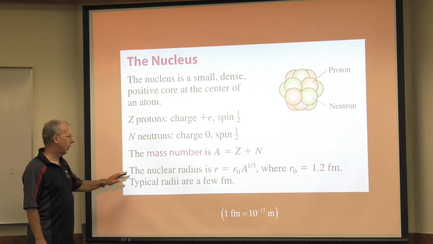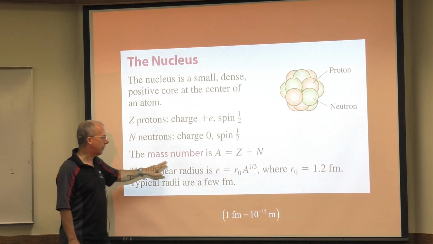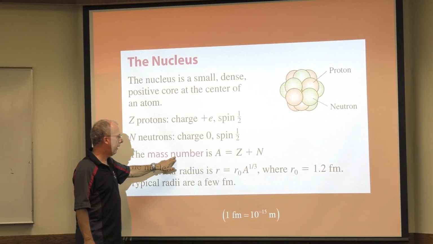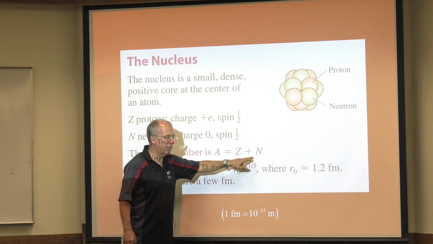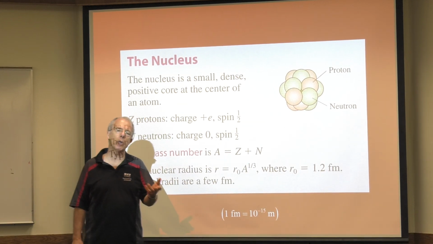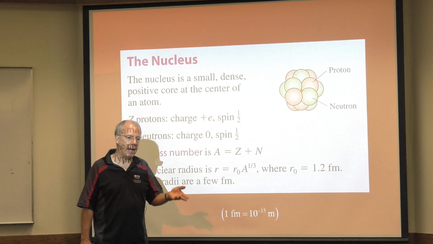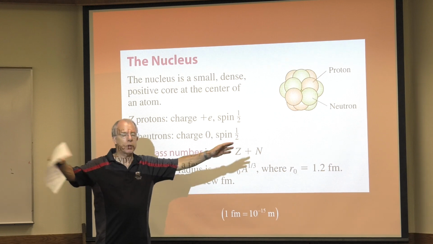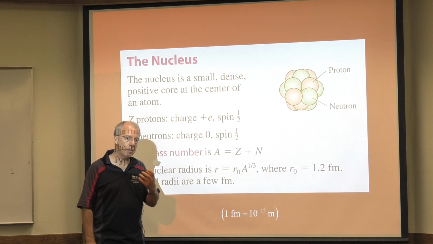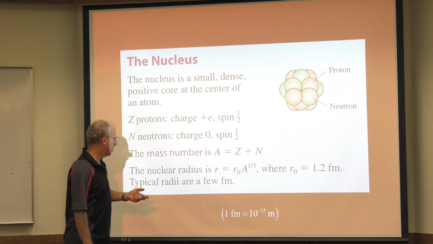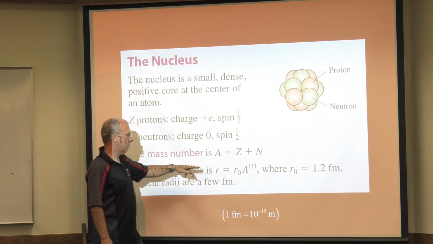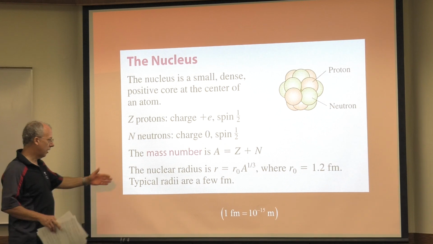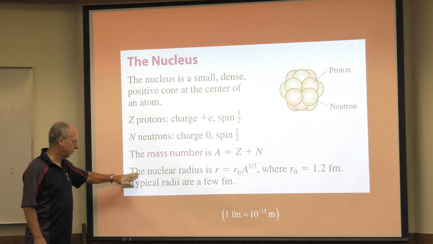Okay, now the mass number, they use A, right? The mass number is A, and it's just the number of protons plus the number of neutrons. Think of an atom. Where does all the mass come from? The mass of a proton and the mass of a neutron are much, much larger than the mass of an electron. So all the mass of an atom comes from the nucleus. So it makes sense that the mass number is the number of protons plus the number of neutrons, right? Okay, this is just an experimental result here.